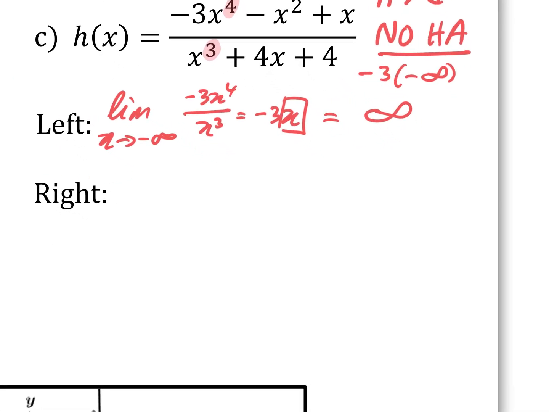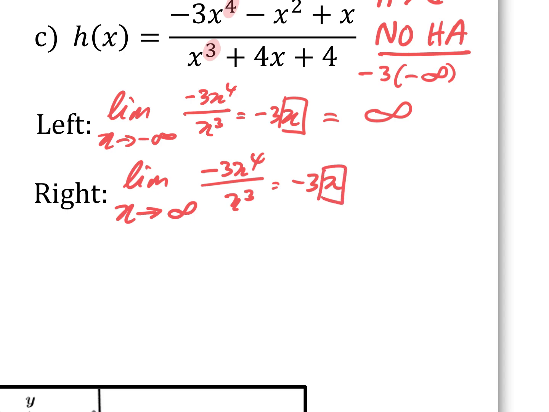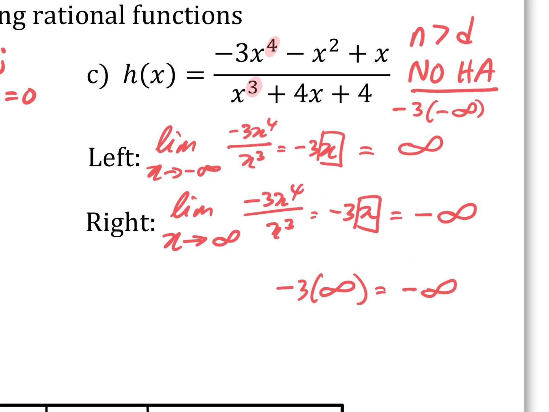Now on the right side, the limit as x approaches positive infinity of negative 3x^4 over x^3 is still going to give me negative 3x. But I would like you to remember that the values of x in here are all positive. So this is like negative 3 multiplied by positive infinity. That's going to give you negative infinity. Therefore, on the right side, it's going to be negative infinity. So that's going to be the answer to that.